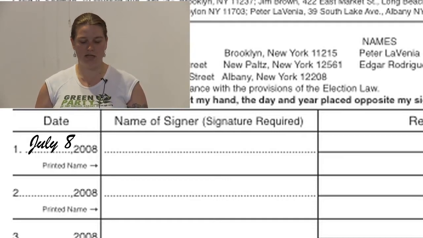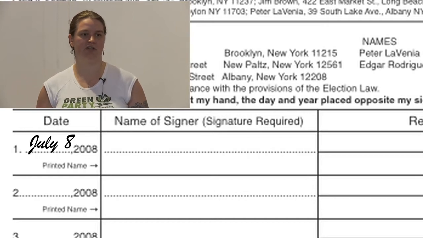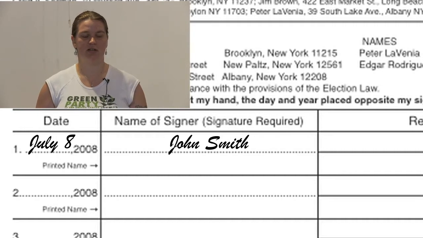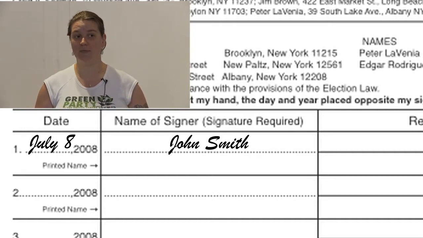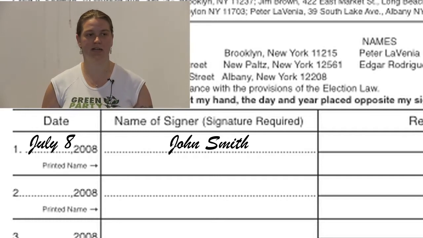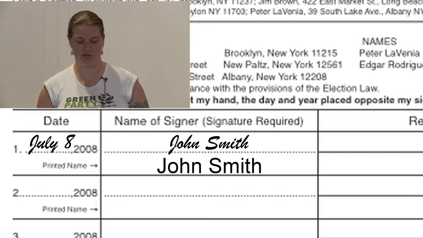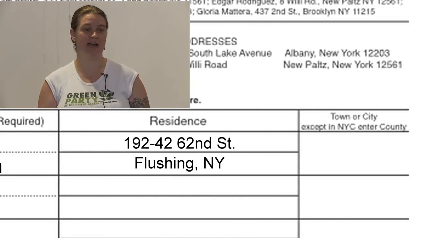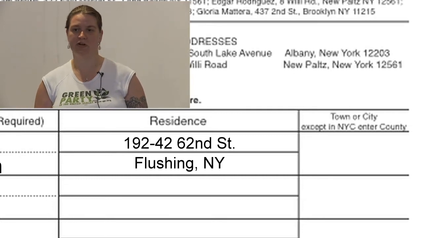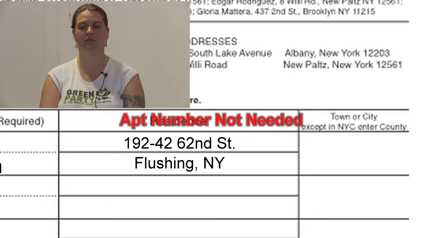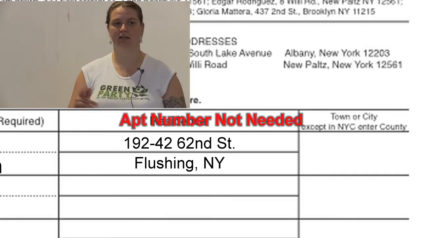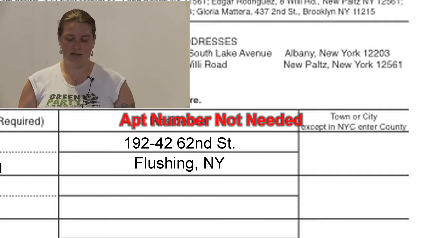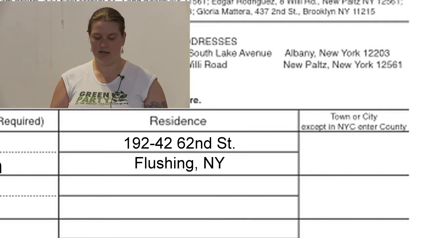The only thing that you need the person who's signing the petition to actually fill out themselves is the signature. As long as they sign it, you are capable of writing in everything else, including the date, the written name of the person below that signature, and the residence. In the residence, the top line is for the street address. You do not need the apartment number. In fact, it's best to not put the apartment number because sometimes people will move between apartments and the BOE won't necessarily keep track of which apartment they're in, and that might get marked invalid. And then the town, state, and the county.